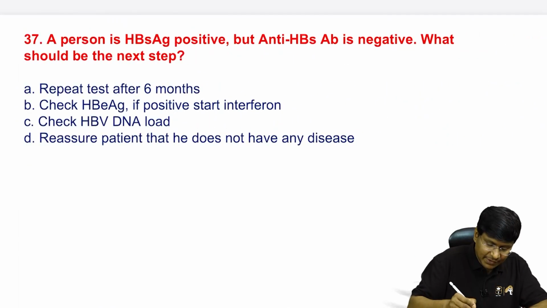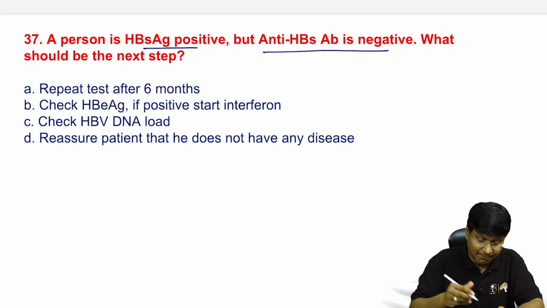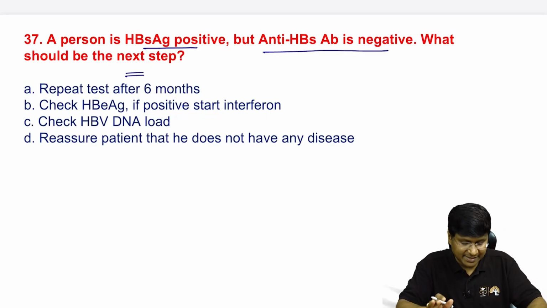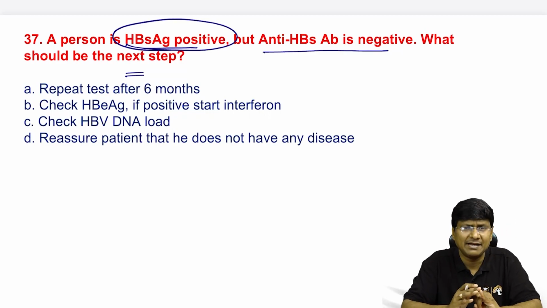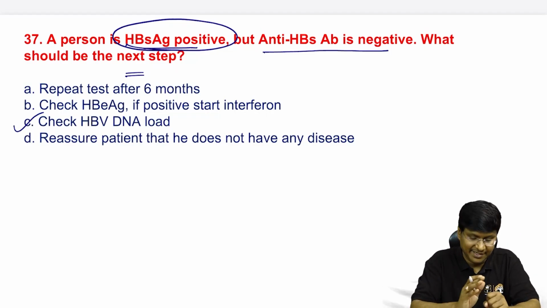Next. Now a person is surface antigen positive but anti-HBsAg is negative. What should be the next best step? The options are: repeat the test after 6 months, check envelope antigen and if positive start interferons, check the HBV DNA levels, or reassure the patient that he does not have any disease. If surface antigen is positive, the individual has either an acute or chronic infection or is a carrier. Now, the next step is to check the HBV DNA levels.